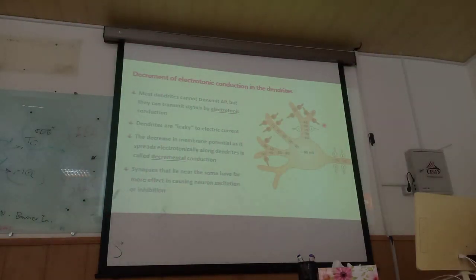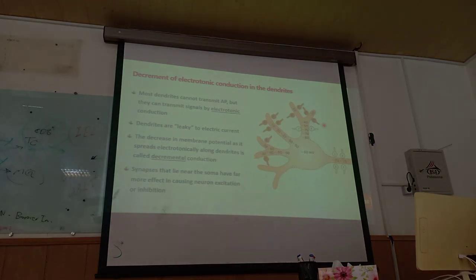Is there no ion channel in the dendrites? We have ion channels here, but the density is very low. For an action potential, we need a lot of channels that should be close together. But in the dendrite they are scattered, so the concentration is low.